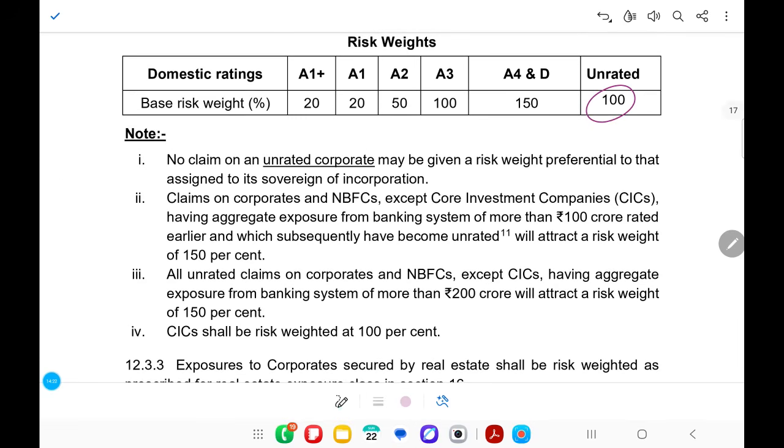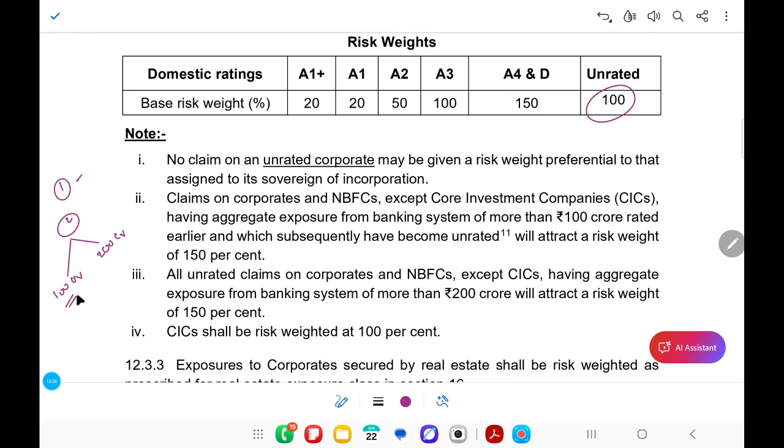The first rule is that an unrated corporate claim can never receive a risk weight more preferential than the sovereign of its incorporation, meaning the country in which it has been incorporated. So the risk weight can never be more favorable than that of the sovereign of its incorporation. Right. The second is a threshold criteria. Basically, two criteria are there: one is a 200 crore threshold and one is a 100 crore threshold.